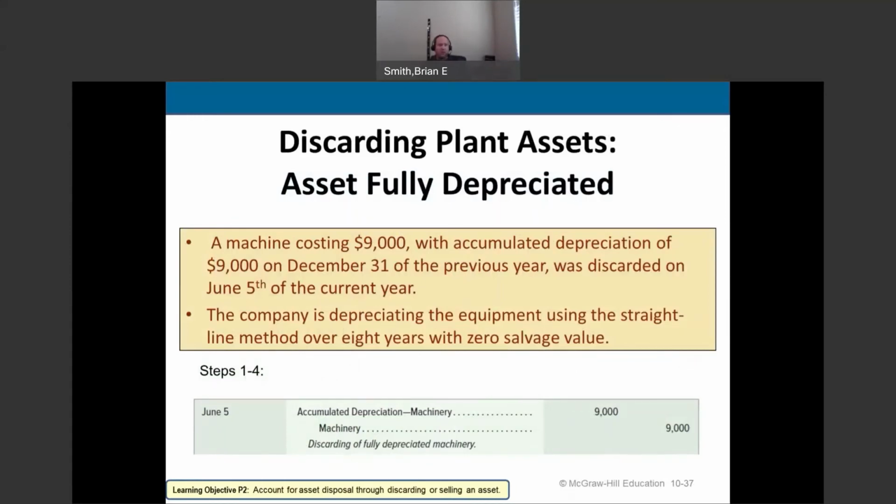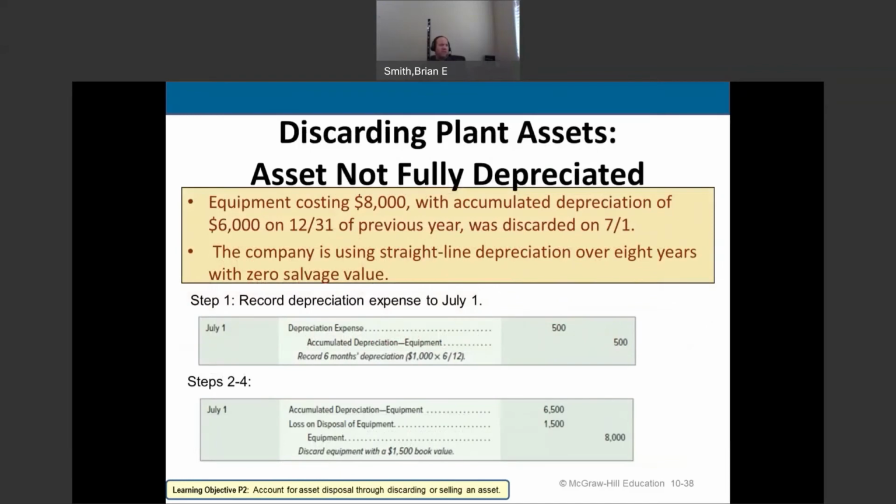If we're just getting rid of it, we're literally hauling it to the dump, so we're going to take it off of our books this way. This is our machine costing $9,000. This is not a carryover from the last one where the $1,000 was salvaged and it was $10,000. It just cost us $9,000. We're just trashing it, putting it into the dump or whatever. We're just going to get rid of the accumulated depreciation and get rid of the machinery by debiting accumulated depreciation, crediting the machinery. It's gone off our books. We're done.